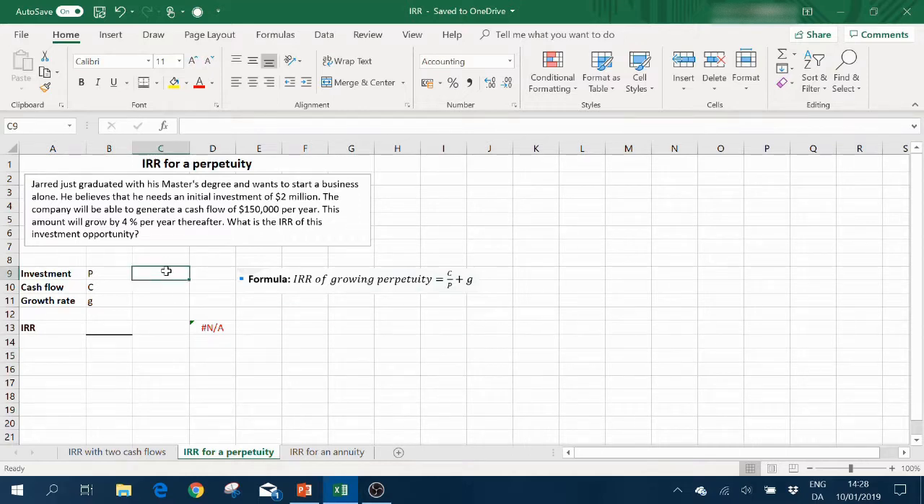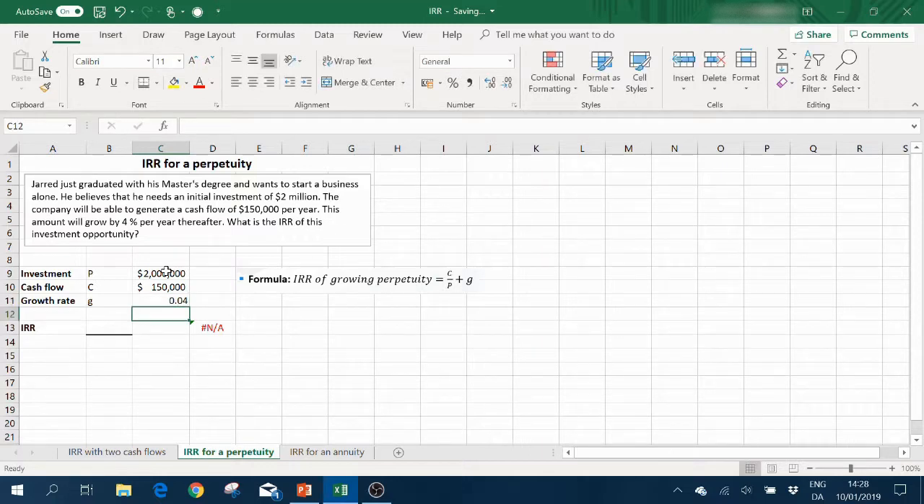So the investments would be $2 million. So let's plug in 2 million. The growth or the cash flow, let's start by that. The cash flow was 150,000. Let's put that in. Our growth rate was 4%. I'll just put in 0.04.